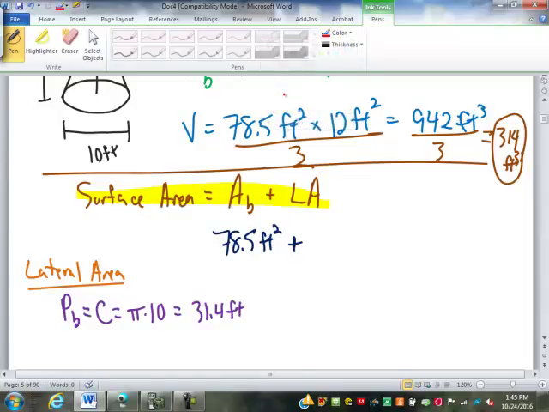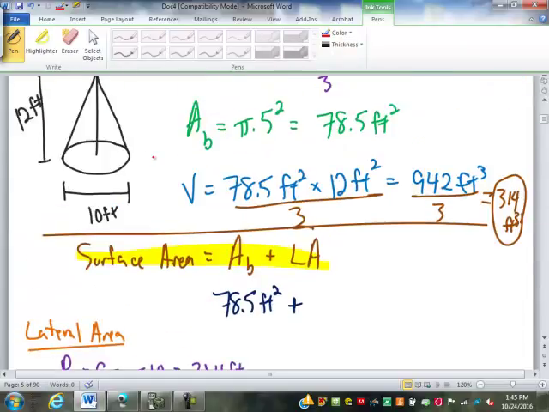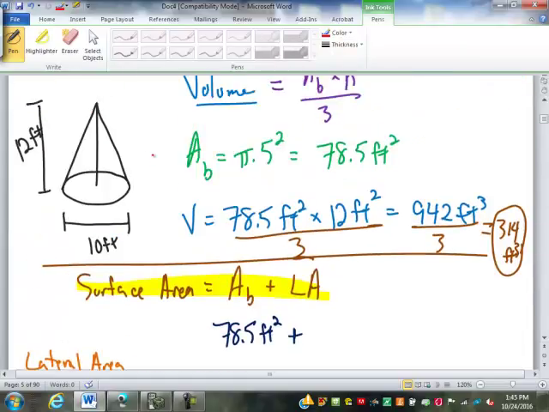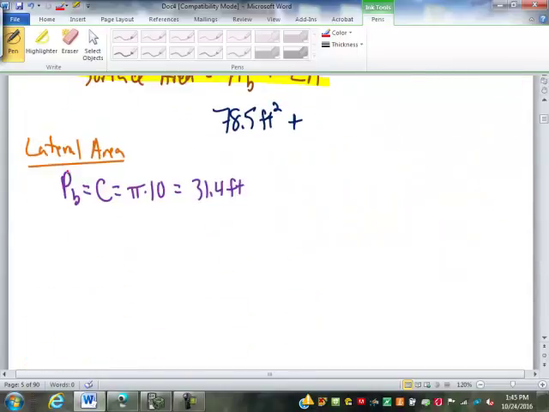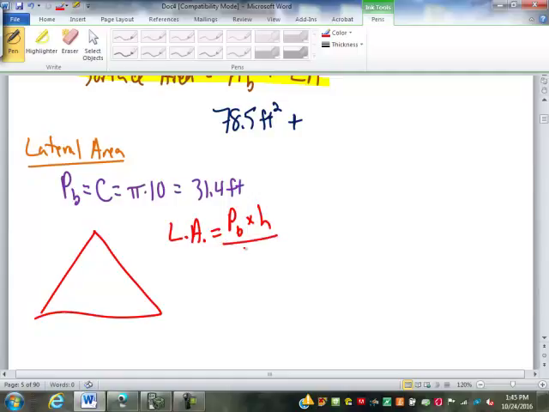Now here's the key. Before, every time I unrolled the lateral area, what shape did it make? A rectangle. Here, if I slice this up the side and unroll that lateral area, what shape is it going to make? A triangle. So the lateral area is the perimeter of the base times the height. Oops, not the height anymore. Perimeter of the base times something we're going to call the slant, divided by 2.